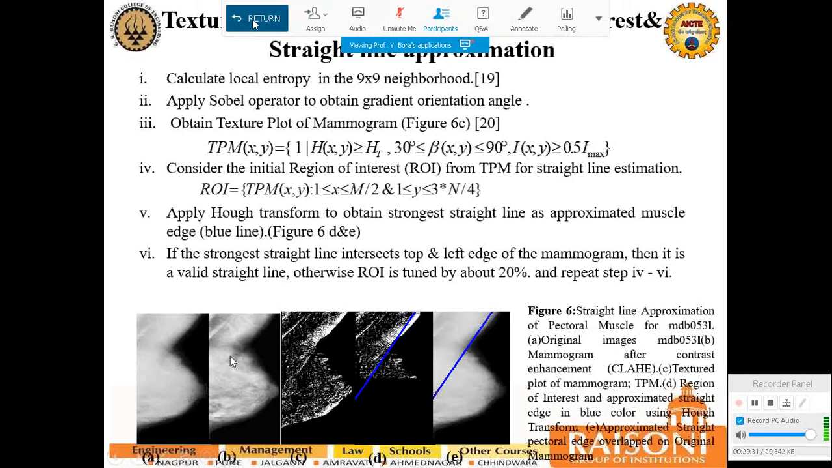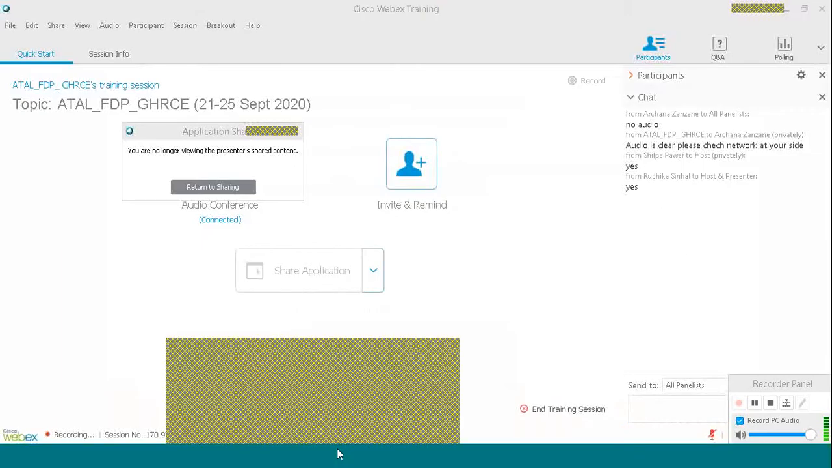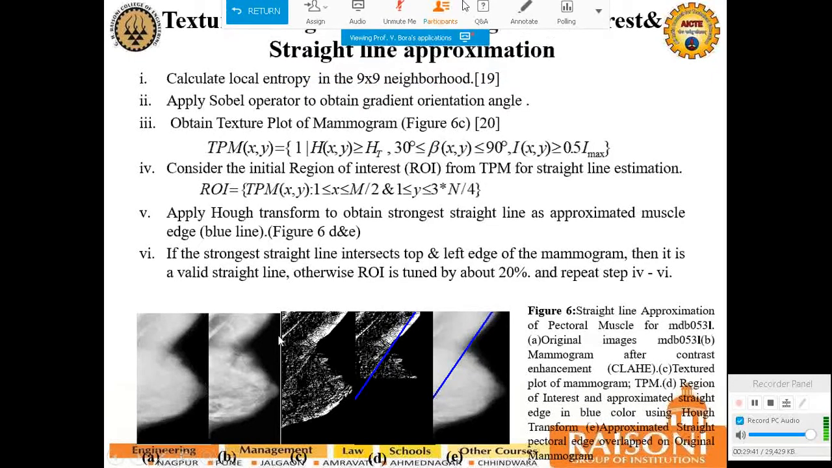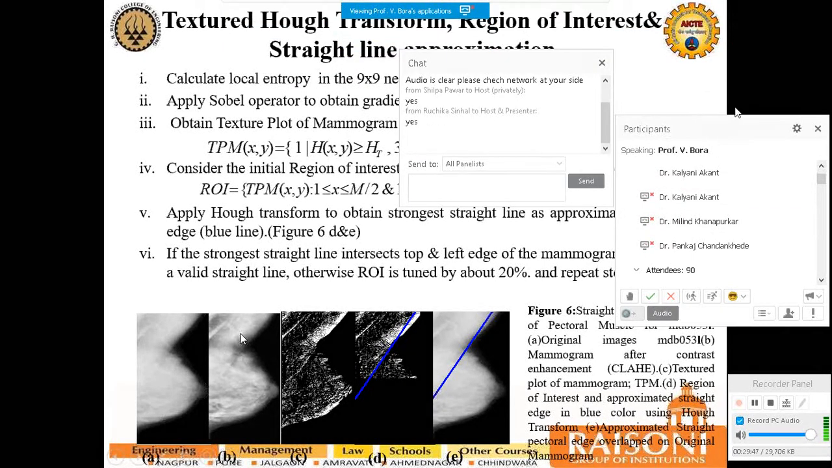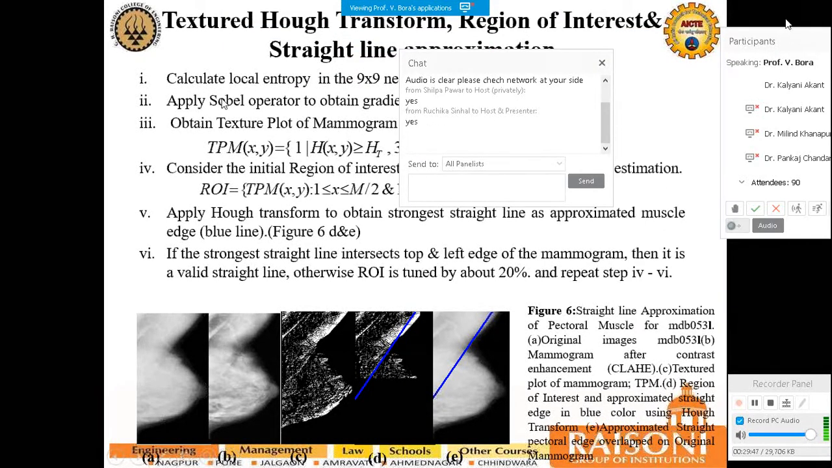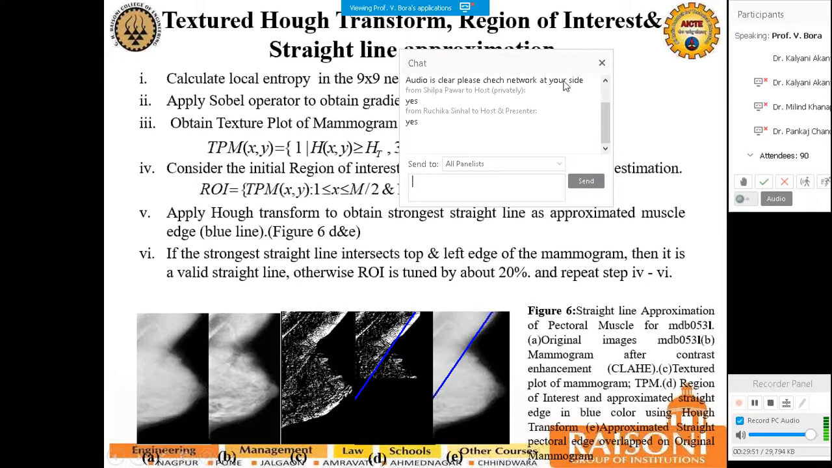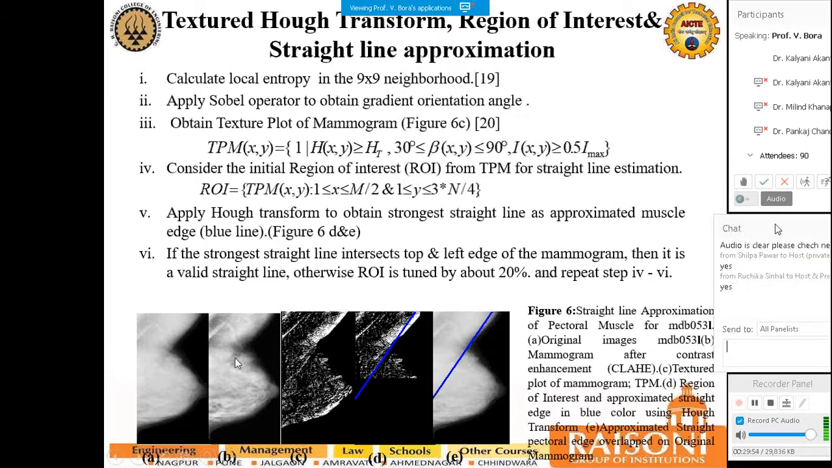So see here what we have done. This is the mammogram, the enhanced mammogram by the CLAHE method, and then we calculated the local entropy in a 9x9 neighborhood. That was the one feature. The second feature was the Sobel operator, which was applied to this image to calculate the gradient orientation angle at every point.